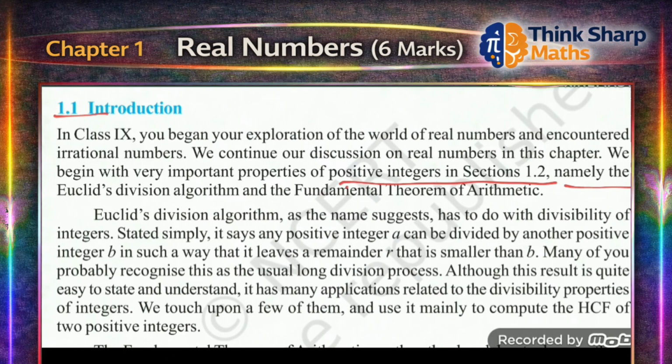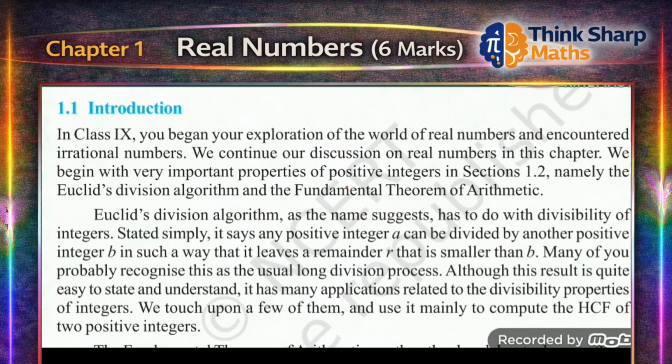These two things, Euclid's division algorithm and the fundamental theorem of arithmetic, are the main topics in this chapter, and this entire chapter is based on these two only. If these two are clear to you, you will easily get 6 marks from the real numbers chapter. So first one is Euclid division algorithm.